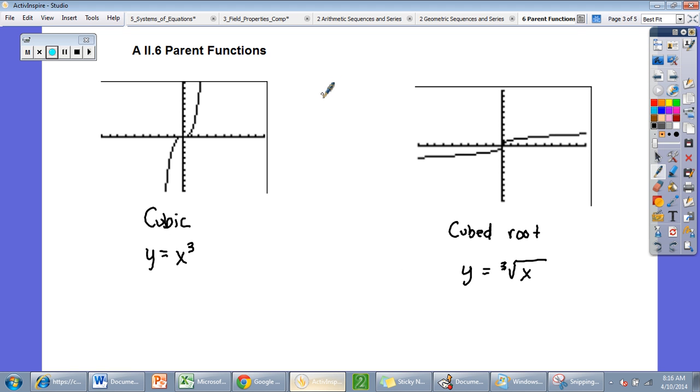The next two parent functions, you have the cubic function, which is y equals x cubed. Okay, so the parent function comes up and does that little swish through the origin. And then you have the cube root, which looks very similar except it's just turned on its side. So it's y equals the cube root of x. And they kind of go together, and you can see how they would also be inverses of each other.